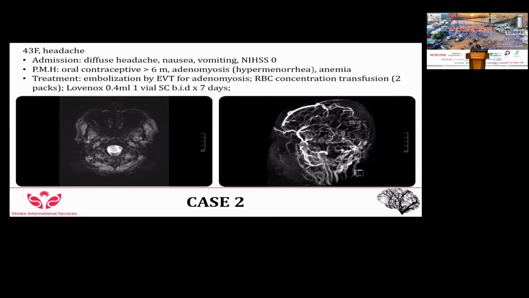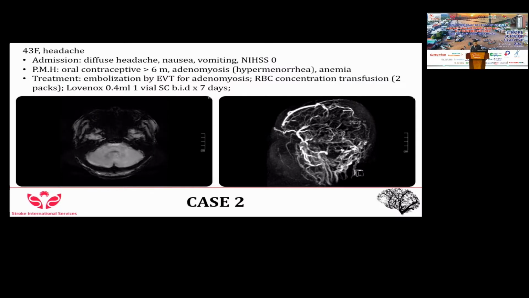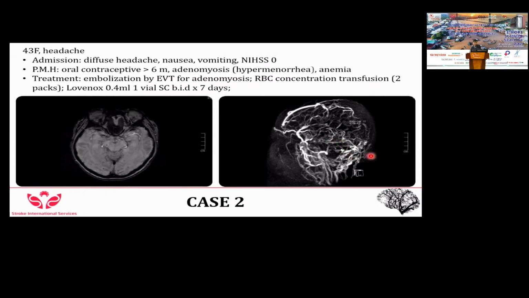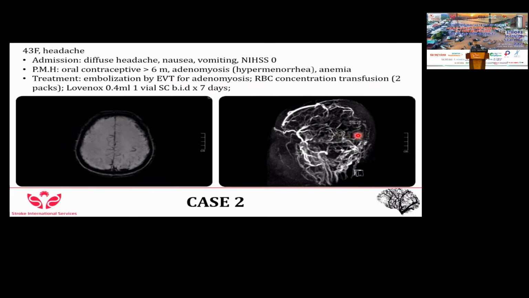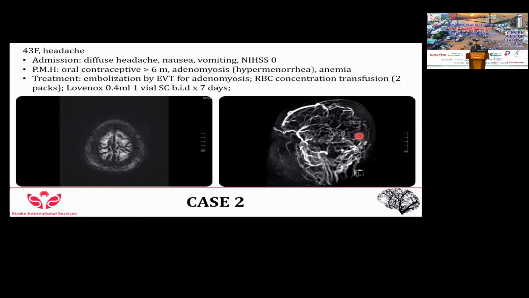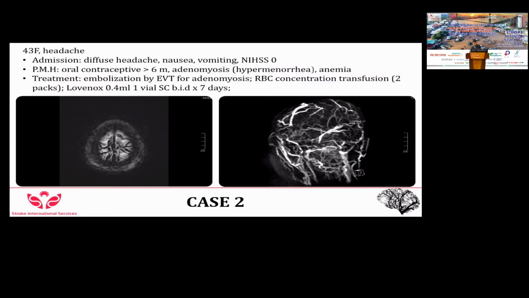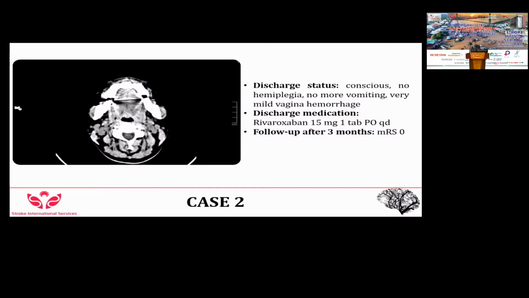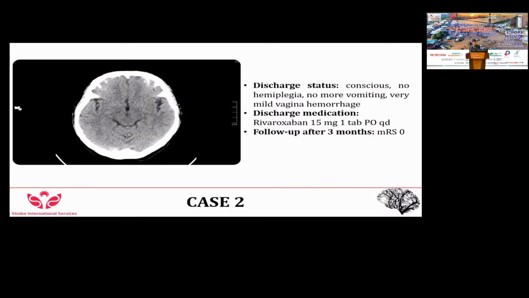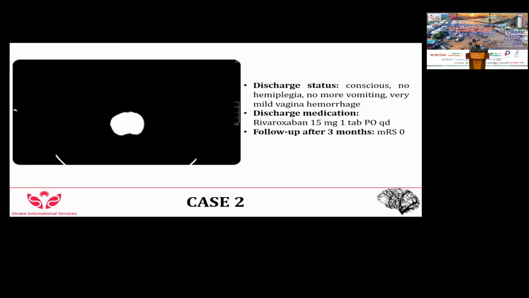On the left side, you can see the SWI with no hemorrhage. And on the right side is the MRV. You can see on the MRV the occlusion of the posterior half of the triple S. Then when the patient was discharged, the MSCT scan showed no hemorrhage, but you can see the clot is still in the triple S sinus.